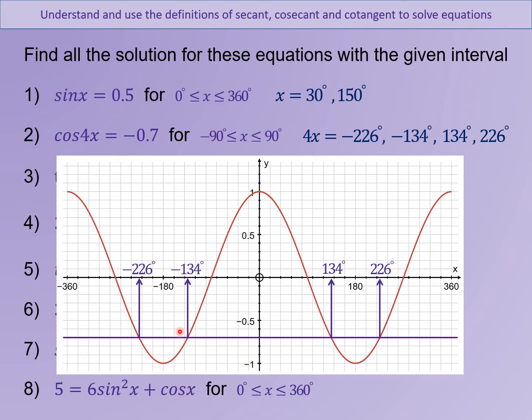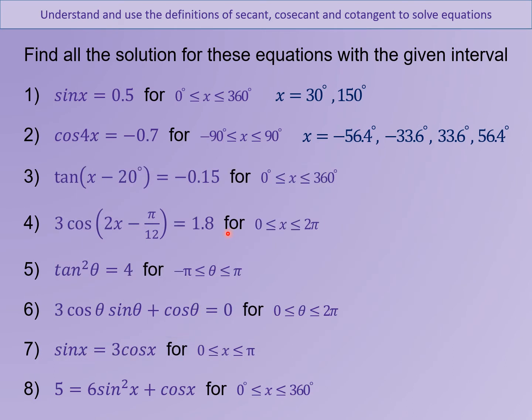Okay, that's what 4x equals. But that's what 4x equals. I want what x equals. So what do I do next? To pull it within this range, I divide each of those answers by 4. And there we go. There's the answers in that range.